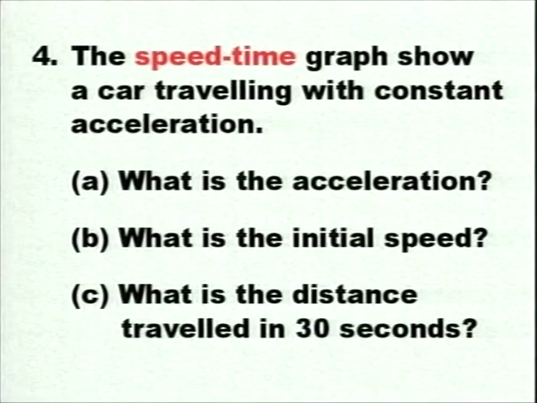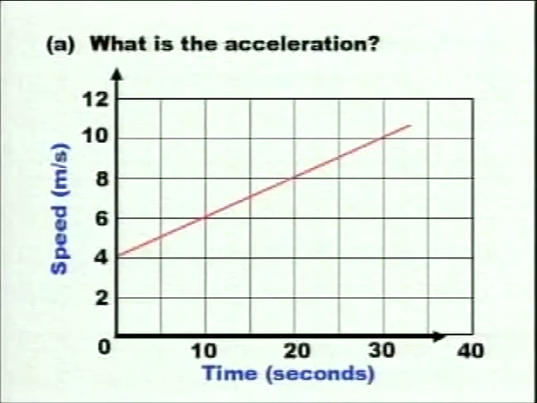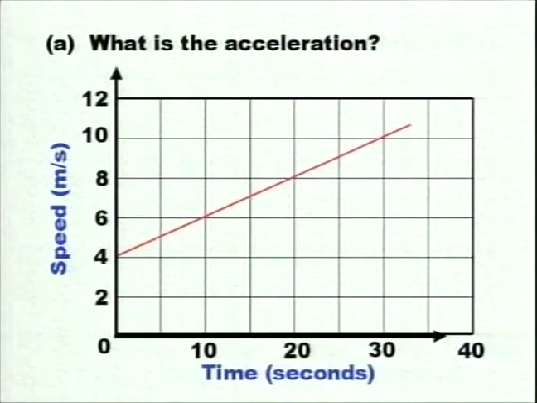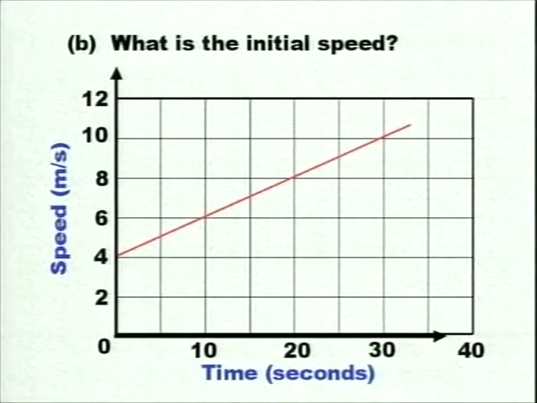What is the acceleration? Solomon? The acceleration is 0.2 meters per second squared. 0.2 meters per second squared, or 1 on 5 meters per second squared. All right, what is the initial speed? Gabriel Chakumai. 4 meters per second. The initial speed is the speed when t is equal to 0.